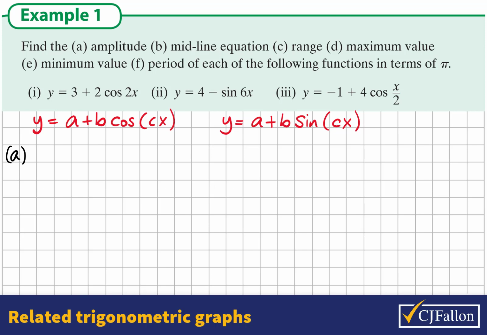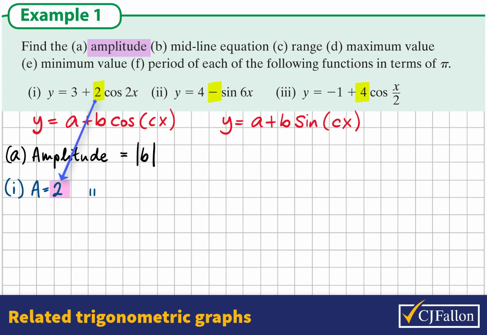So the amplitude, midline, maximum, minimum values depend on these multipliers or numbers a, b, and c. The amplitude relates to the b value. The size of b is the amplitude. The amplitude is a measure of how high above or below the wave fluctuates around the midline equation. We can read it off.